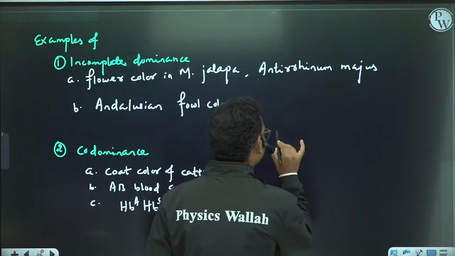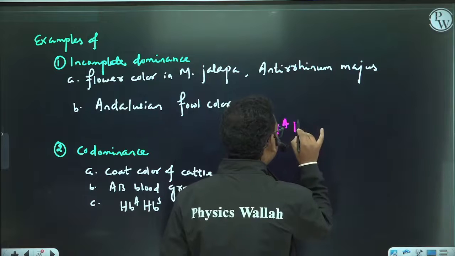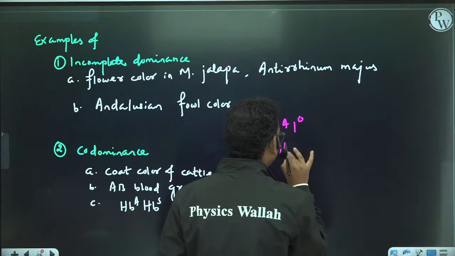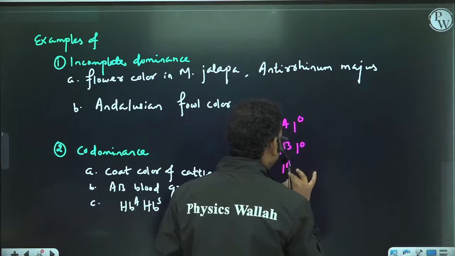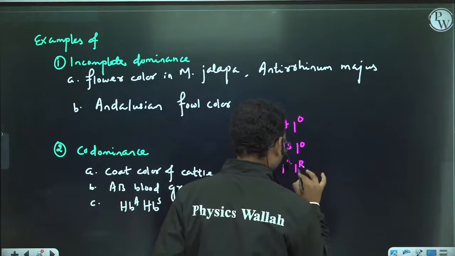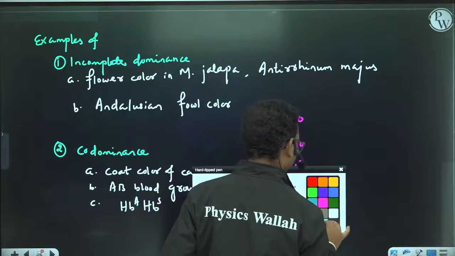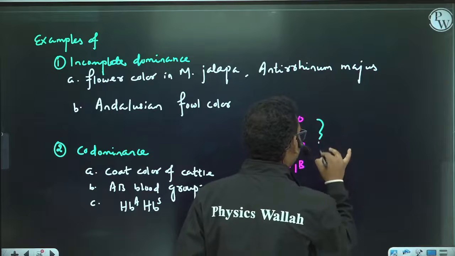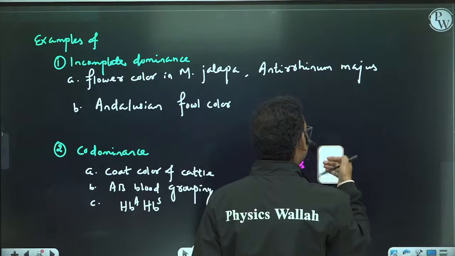Okay, let me write this part here. This is important. So if I write IA IO or IB IO or IA IB, so in both of these cases, these are the example of what?